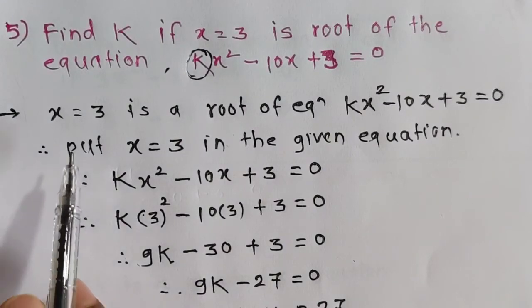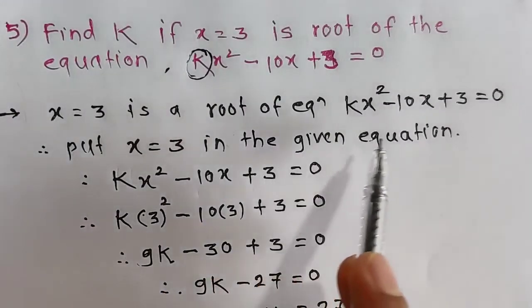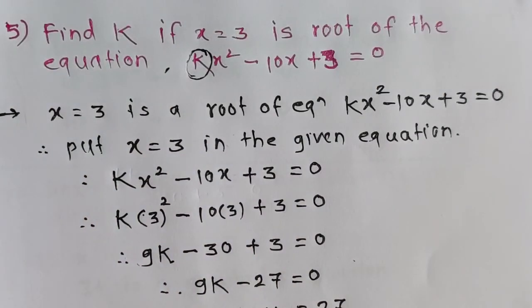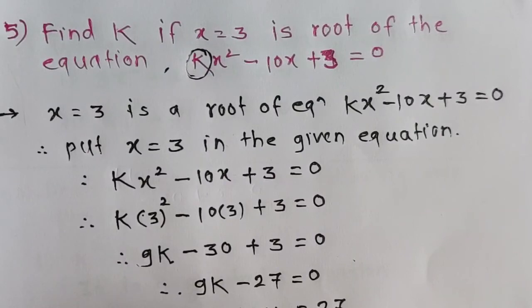Now what is given? x is equal to 3 is a root of the given equation. So substitute that value in the equation. So rewrite the equation and substitute x is equal to 3. We get k is equal to 3. So in this way we can solve that sum number 5. And sum number 5 and 6 are same, but that 6 is in an activity type. It is an activity type sum. So let us see that sixth sum.